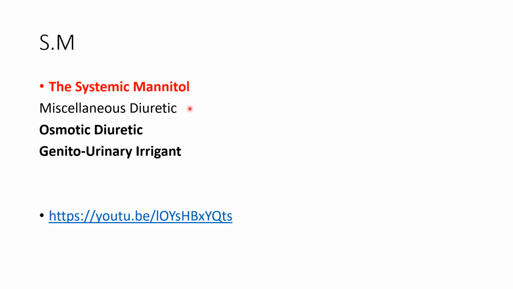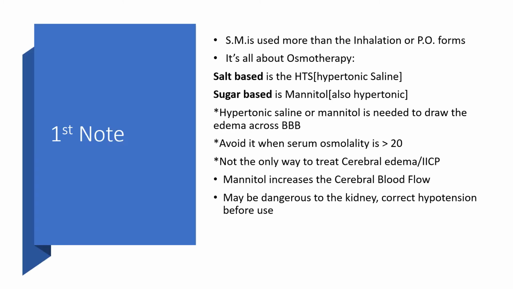Systemic mannitol is a miscellaneous diuretic. To be precise, an osmotic diuretic, and also one of the urogenital urinary irrigants used for urinary irrigation by urologists. There's a full presentation on systemic mannitol. You can click on this very link for that. My first note here on systemic mannitol is not strange to you, right? So this is it at a glance.